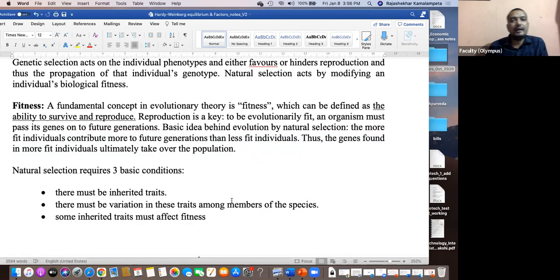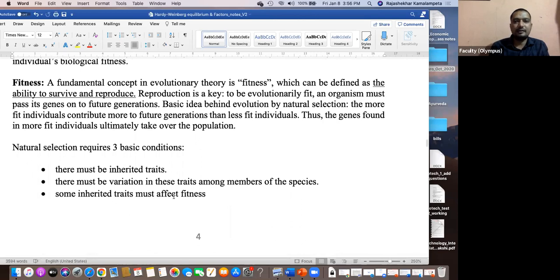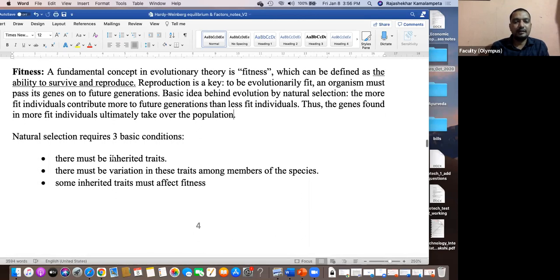But for that, we have to satisfy a couple of basic conditions, something that you already know. So what are the 3 basic conditions for natural selection to act? There must be inherited traits, meaning these characteristics have to pass on to generations. Otherwise, there is no point in selecting or deselecting them, correct? So first of all, they act on something that is inheritable, moves from generation to generation. Second, there must be variation in these traits among members of the species. As you were saying, if all of them were whites, what to choose?